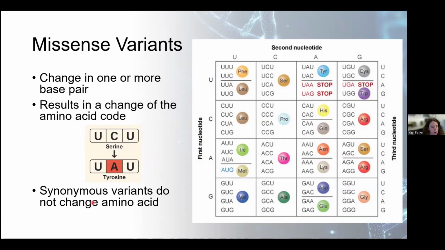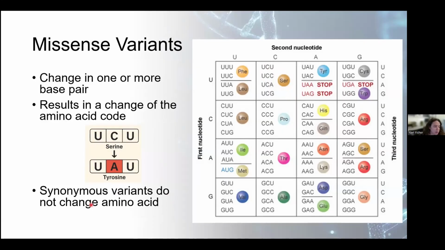Synonymous variants are similar to these, but these do not change the amino acid. So if we look at the table here, you can see that in many cases, the third nucleotide does not affect the amino acid. So serine can be encoded with UC on the RNA, and then U, C, A, or G. They will all encode the same amino acid. So if there's a change in the last nucleotide here, this will not affect coding, and that is what's called a synonymous variant.